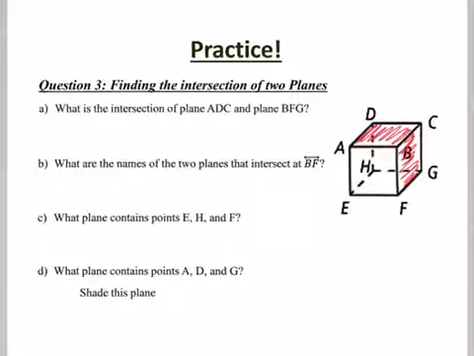Well, they're going to meet right here at BC. And remember, when planes intersect, they intersect at lines. So we're not going to write this as a segment. We're going to write this as a line. It's represented as a finite space here, but in reality, planes are infinite. So we're saying line BC.